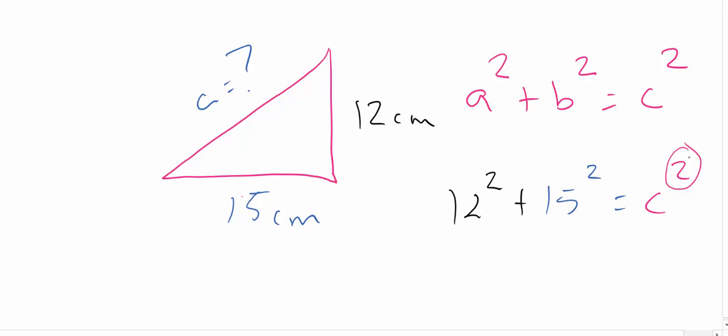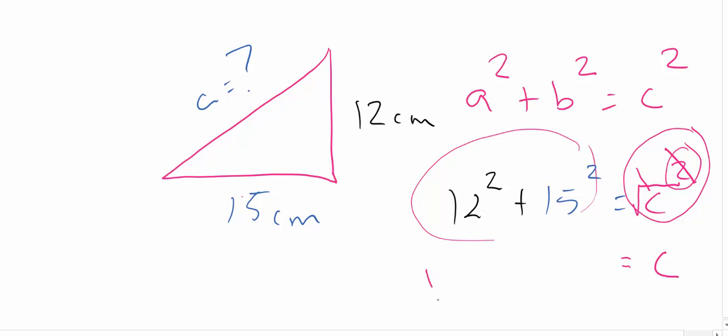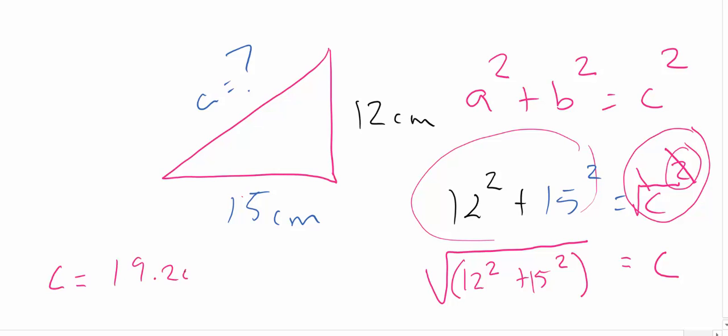So I'll review what we do with squaring. In order to get rid of the square, we have to square root this side, which gets rid of the square so that I'm isolated just for C. But whatever I do to this side of the equation, I have to do to this side as well. My new formula becomes the square root of 12 squared plus 15 squared, and that will give me C. If you're putting this into your calculator, make sure to put brackets around here. Then when I enter that in my calculator, my C becomes 19.209.